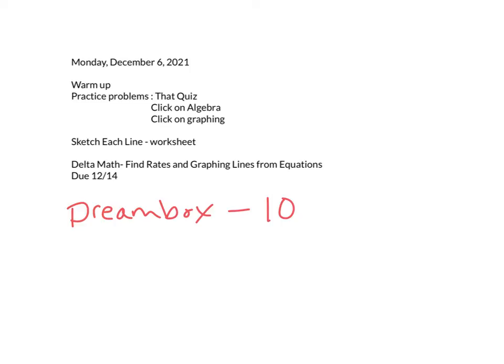And then we were assigned a sketch each line worksheet, which you have a couple days to do, but this should be done by the end of the week. And we were assigned 2 new Delta Maths, find rates and graphing lines from equations, and that's due on December 14th, if you can. And I just added on here that DreamBox, 10 topics for the month of December, so you can always be working on your DreamBox.